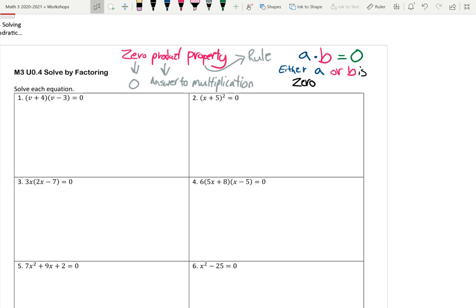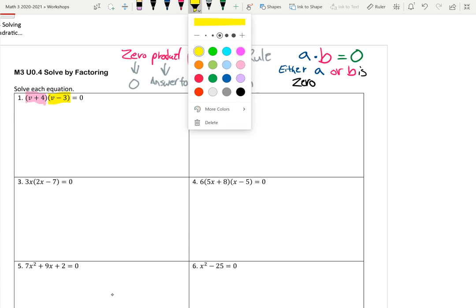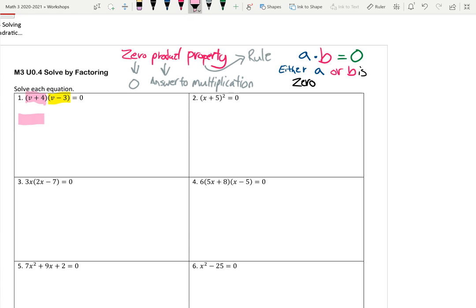So when we're looking at this, when we see two quantities being multiplied, I see right here the pink v plus 4 and the same number minus 3. This is essentially either the pink number or the yellow number. After all operations are done, one of them is 0. So we're going to have a case. How do I make this pink part 0? What number makes v plus 4 equal to 0?